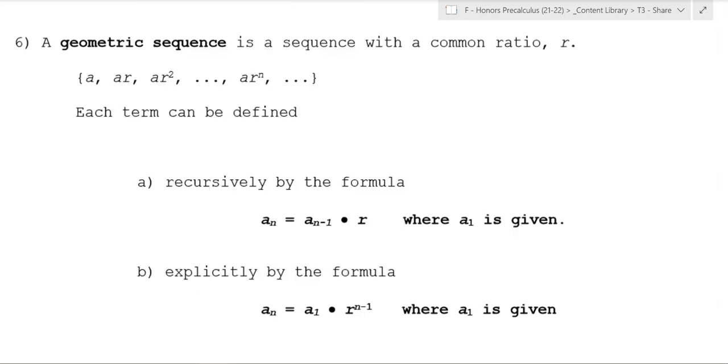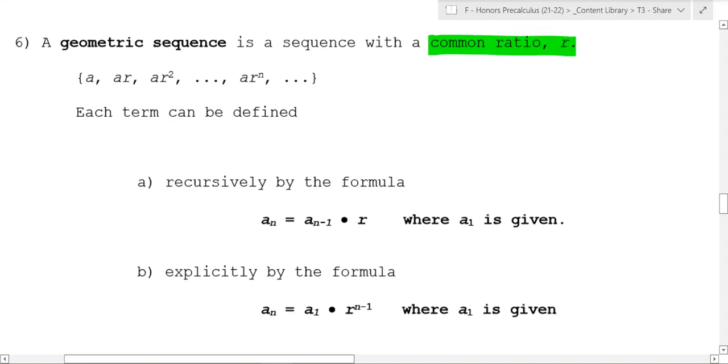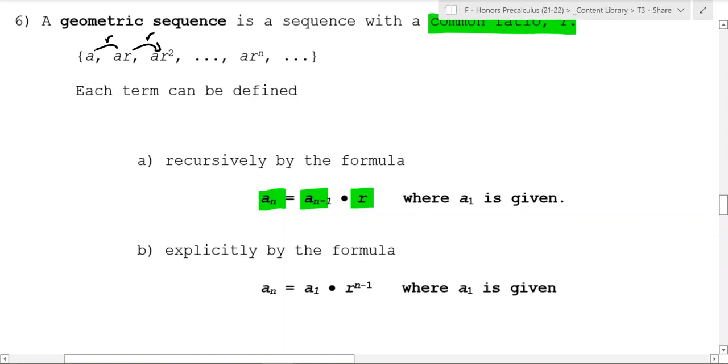The next type of sequence we're going to look at is the geometric sequence, where between each term there is a common ratio, meaning you multiply by the same thing to get the next term. So you multiply by r, you multiply by r, you keep on multiplying by r. And it's giving you a formula here. Recursively, the nth term is the last one times r, and explicitly it's the first one times r to the n minus 1 power. So these two are very powerful tools.